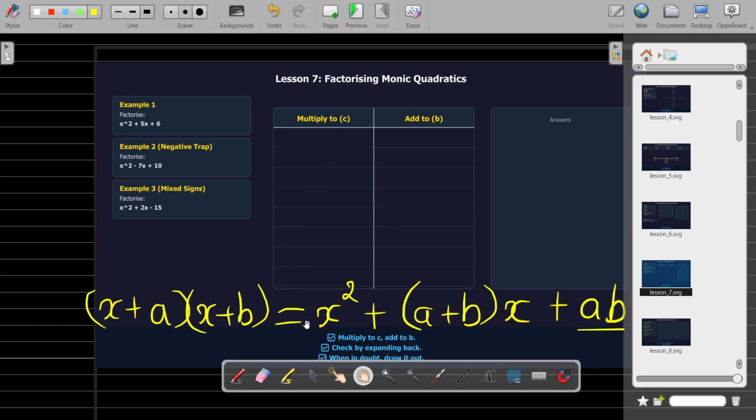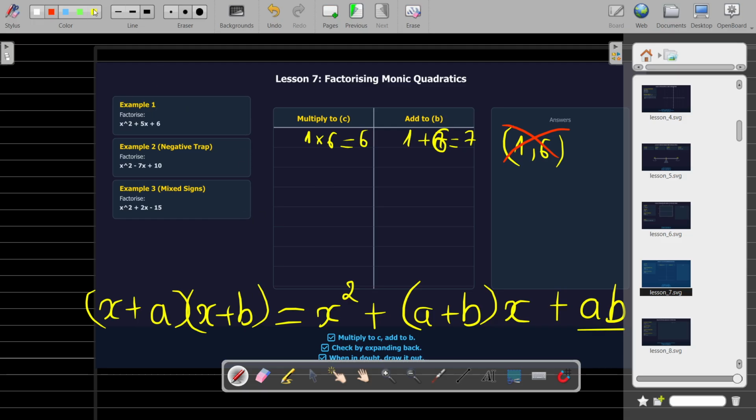So I'm going to check 1 and 6 first. Multiply to c: 1 times 6 equals 6. That's the number we're finding. However, if we add 1 plus 6, it will give us 7, and we're not looking for this number. We're looking for 5. So the first pair, 1 and 6, is out.